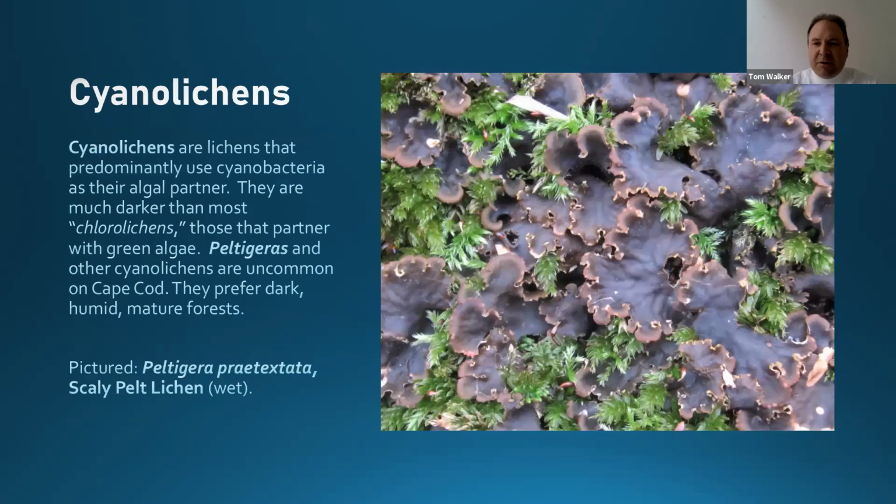Cyanolichens are the lichens that predominantly use cyanobacteria as their algal partner. They're darker than most chlorolichens, not all. The chlorolichens are the ones with the green algae. Peltigeras and other cyanolichens are uncommon on Cape Cod. They prefer dark, humid, mature forests. But this is one of the species that we do have. This is scaly pelt lichen, and it is wet in this photograph.